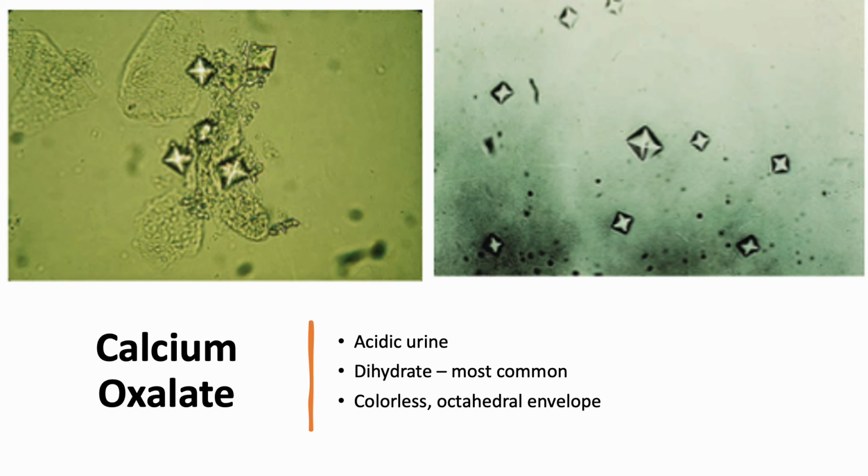Calcium oxalate crystals are commonly found in acidic urine, but can also be found in neutral or, rarely, alkaline urine. The dihydrate forms are the most common ones. They appear colorless, octahedral, envelope-shaped, or as two pyramids joined at the bases. Clinically, they are associated with formation of renal calculi or intake of foods high in oxalic acid like tomatoes, asparagus, and ascorbic acid. Oxalic acid is an end product of ascorbic acid metabolism.